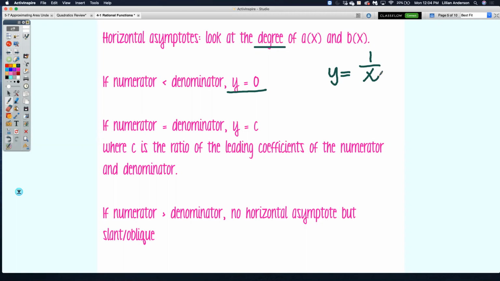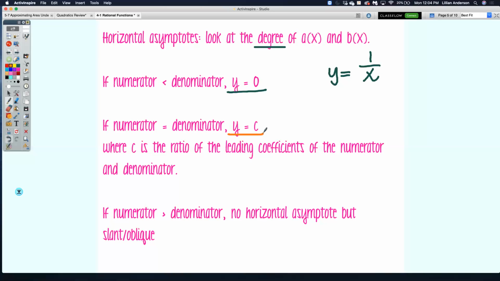The degree of your numerator is 0. The degree of your denominator is 1. And so the numerator is less than your denominator, so then it'll be y equals 0. But if your numerator is equal to your denominator, then your horizontal asymptote is y equals c, and c is the ratio of the leading coefficients of the numerator and denominator.